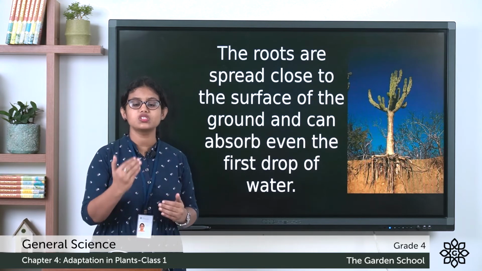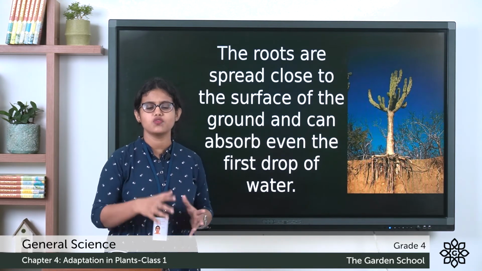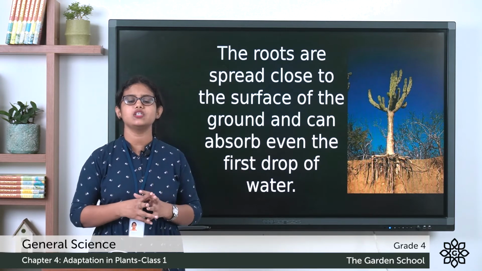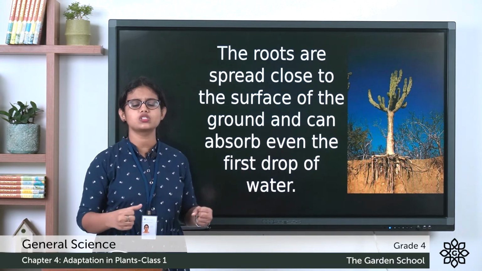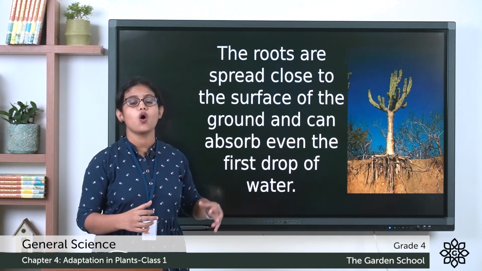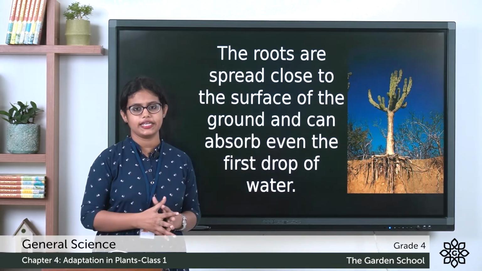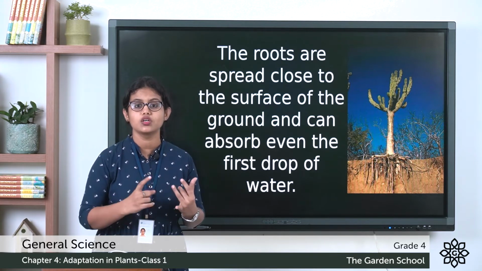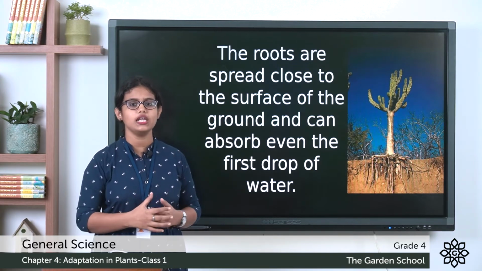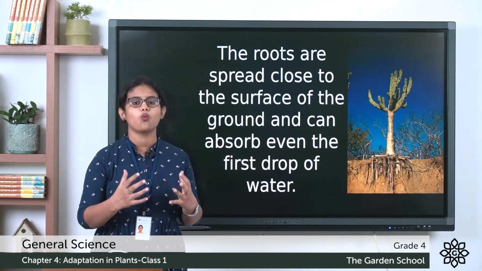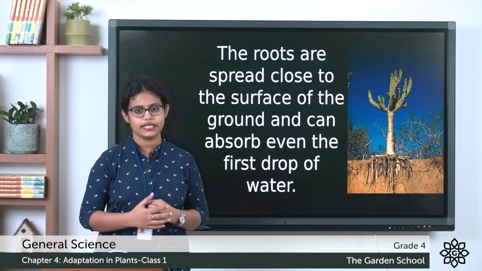What about the roots of the cactus plant? Cactus plants have roots deep inside the soil. They have longer roots, which help them to collect water from larger areas.